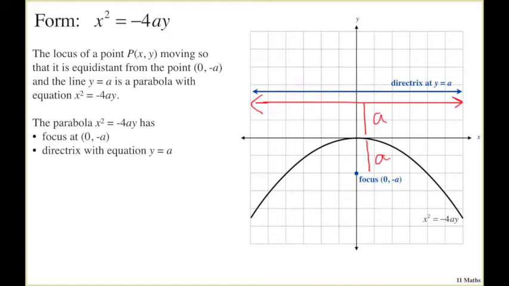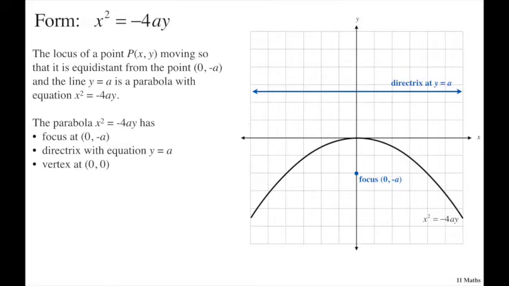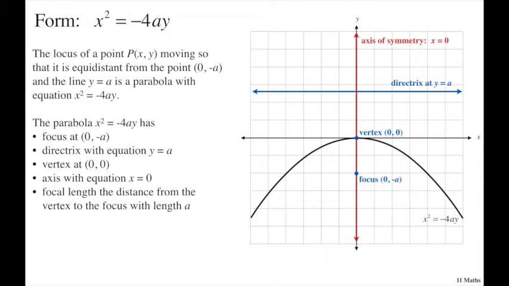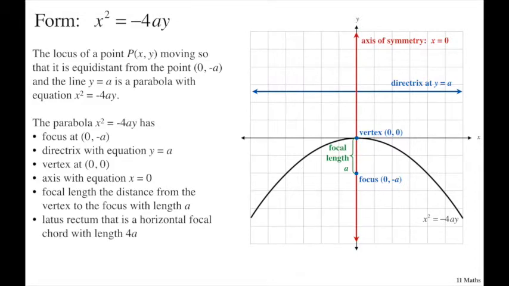It actually looks symmetrical if I do it like that. So I'll fix that up after this video. Let's keep going though. When I look at the next part, I get a vertex at 0, 0 still. The axis of symmetry is still the line x equals 0, or the y-axis. The focal length is still a, and the latus rectum still has a length of 4a.